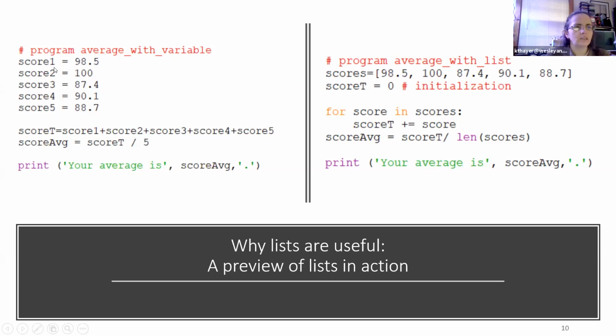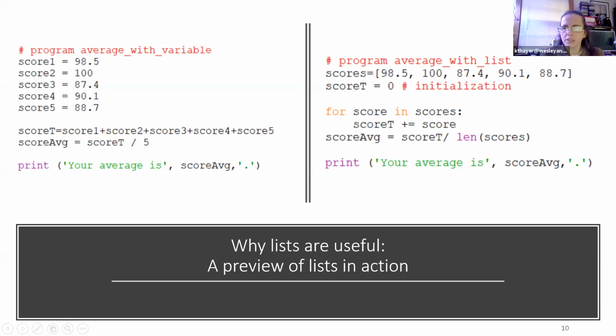So what we have here is a different variable for each of 5 scores that some student received in a class. Okay, and so then the total score is going to be equal to the sum of the 5 scores, and then we would compute the average as the score total divided by 5, which will in fact work to compute the average of these 5 test scores. And then it's going to print out that average value.